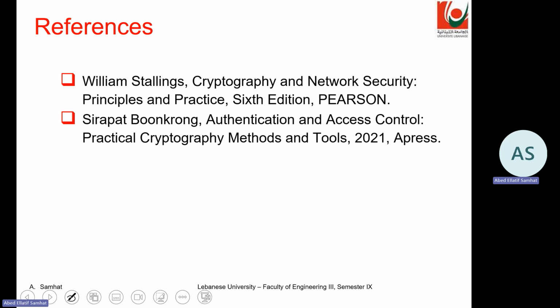So the reference of this course, this is a well-known reference, which is Cryptography and Network Security by William Stallings. It's well known. Okay. You can use it, you can download, you can find also a different edition of this book. It's an interesting book as a reference of this course. And there is another one which is also an interesting one where you have different authentication and access control scheme. You have different practical cryptographic method and tool. It's also an interesting reference.